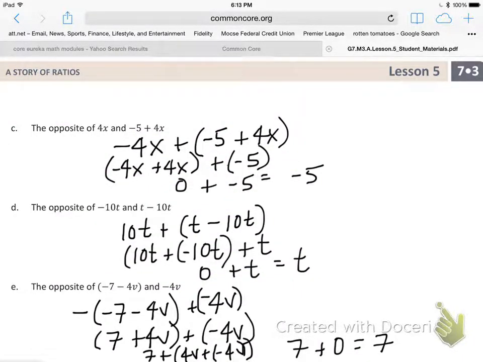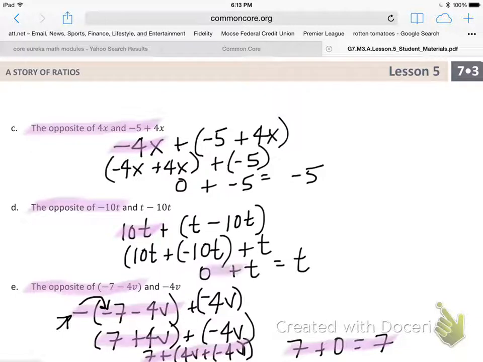Same here, just a little difference is that we are looking at the opposite of the 4x, which is negative 4x. Over here it was the opposite of 10t, with negative 10t, which is 10t. In E it was the opposite of negative 7 minus 4v, which is this right here, by putting the negative sign outside of the parentheses, and then distributing, multiplying that negative 1, which is what that negative sign stands for, by both of those terms, and then you'll end up with this, and then of course doing all your regrouping and additive identity property.